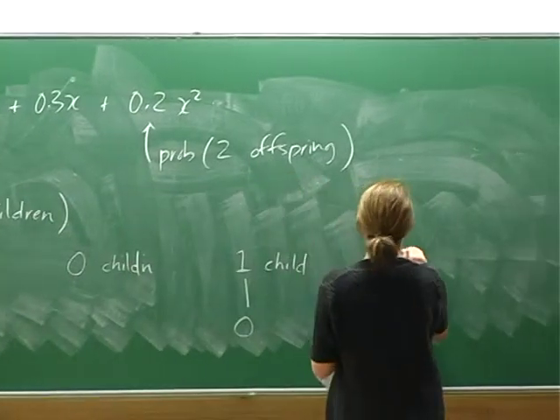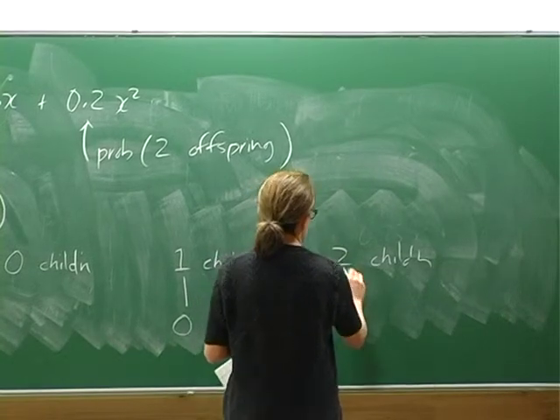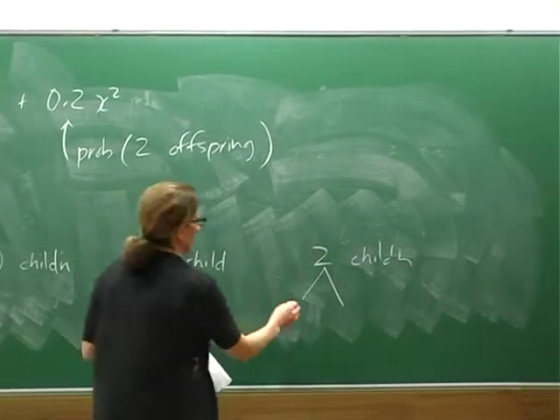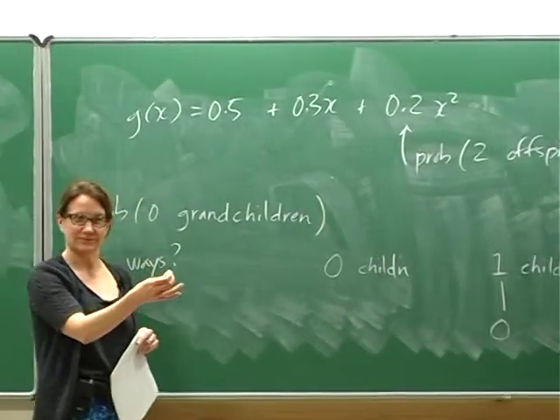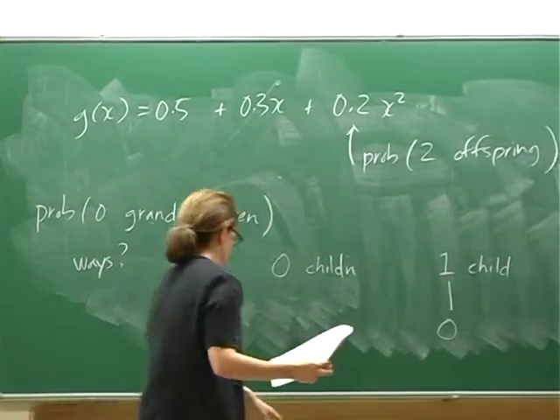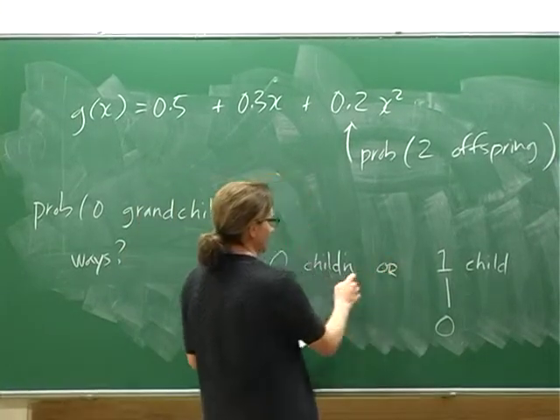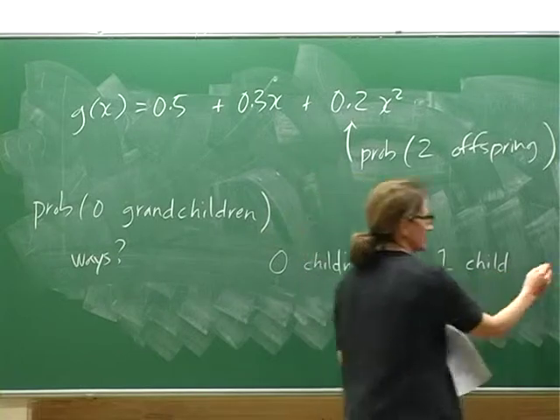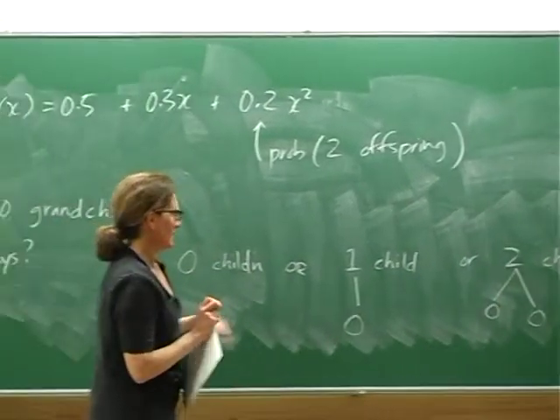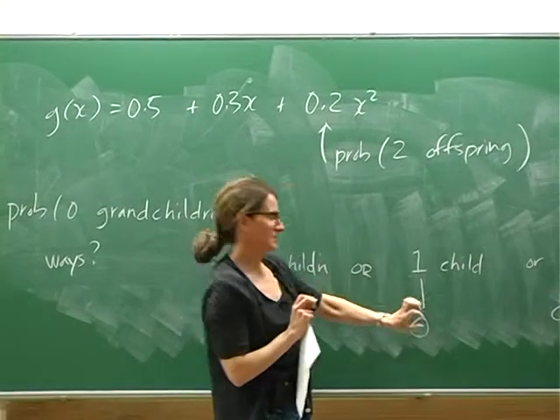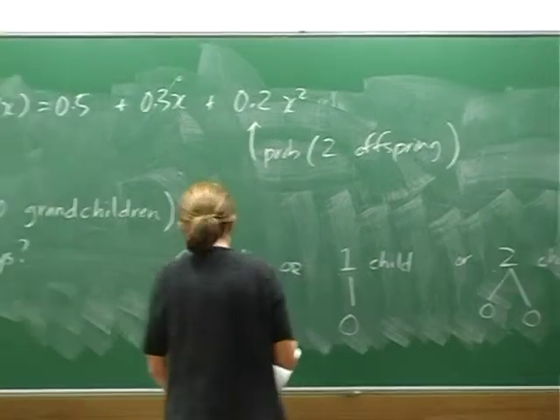Or you could have 2 and each of them has 0. Right, and then we just work out the probability for this process. So it's like this is a possibility, or this is a possibility, or this is a possibility. And we need this and that to happen, and we need this and that to happen. So that tells us how to put the p's together.